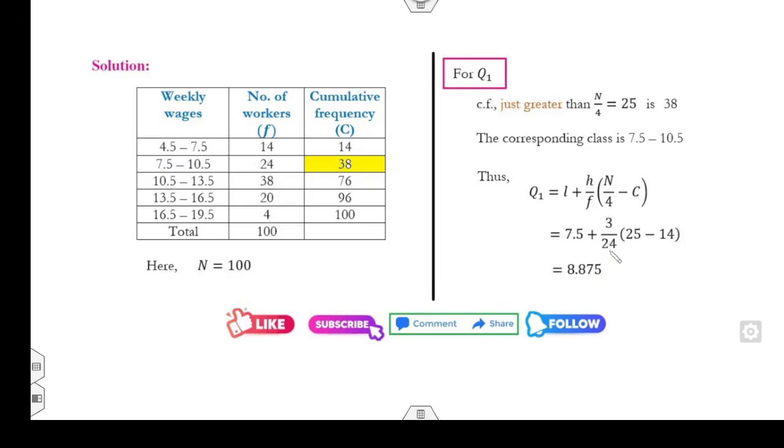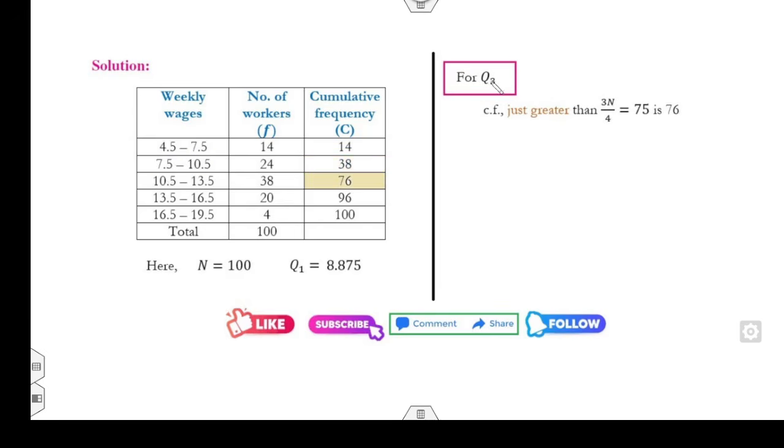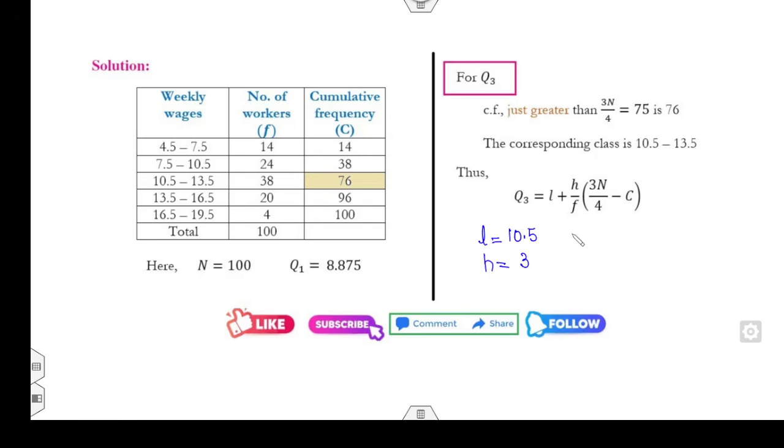I can substitute all these values in the required formula and then you can get the answer, 8.875. आप अपना आंसर एग्जाम में चेक भी कर सकते हो, जो भी आंसर आएगा इस क्वार्टाइल क्लास के बीच में ही आना चाहिए कहीं ना कहीं पे. Similarly, you can find for the Q3, I calculate the 3n/4. 3n/4 is my 75. Look at the number which is just greater than 75. The quartile class is 10.5 to 13.5. What is the L? L is my 13.5. H, the difference is my 3.